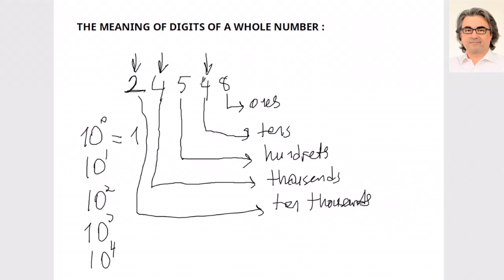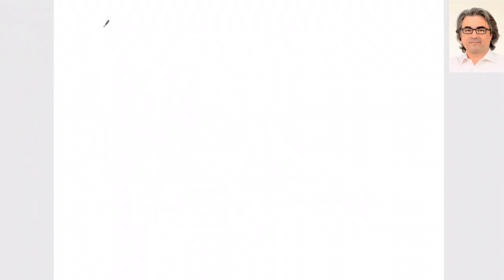Now I think we learned the meaning of the digit in a whole number. Now let's continue with simple examples on this subject. For example, 356. Now let's write the meaning of this number. In this number, I have 6 ones plus 5 tens and plus 3 hundreds.